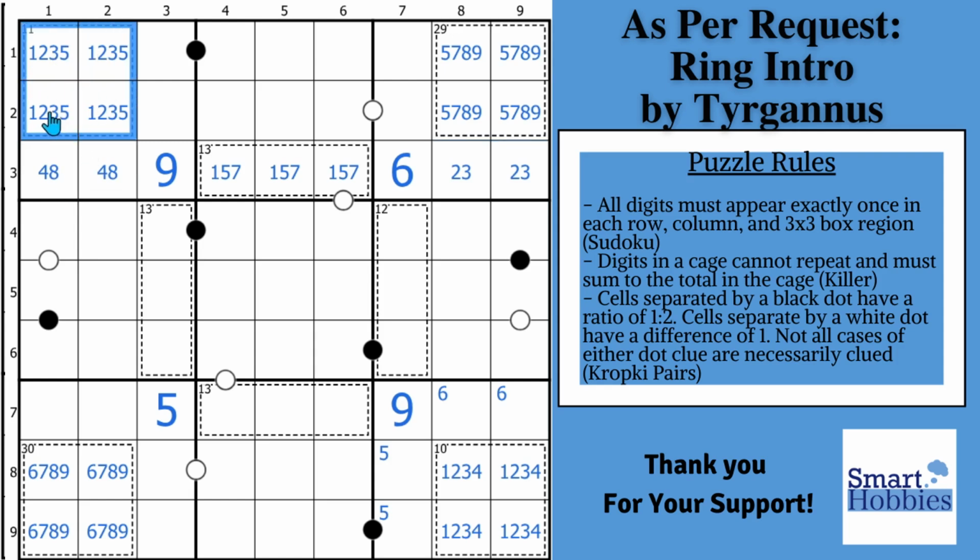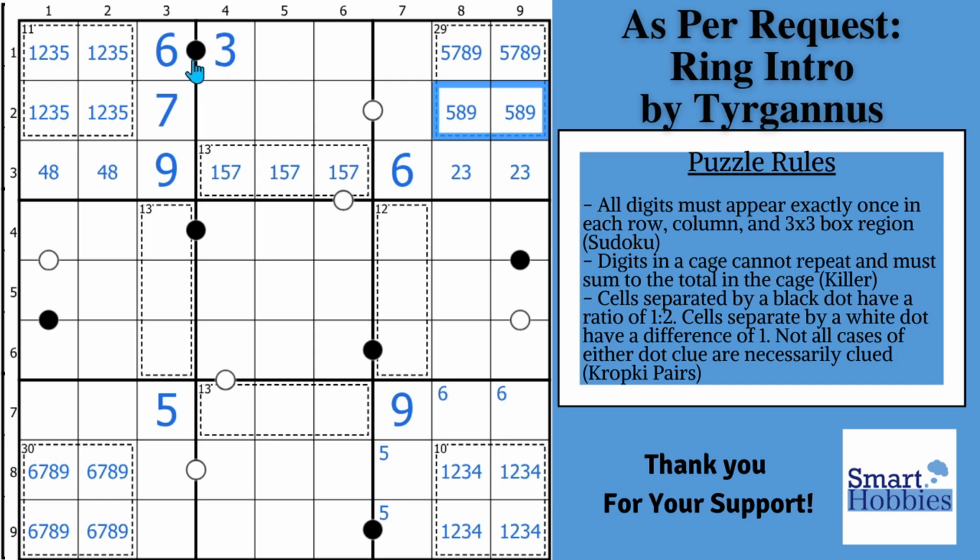1, 2, 3, 5 are in here. This has to be a 6 or a 7. But we can do better than that. This is a Kropki dot 2-to-1 ratio. So you can't have a 7 next to that dot. So this has to be your 6, which makes this the 3, and that's going to be your 7. Okay? Awesome. And now you can remove some of these marks that we did there.